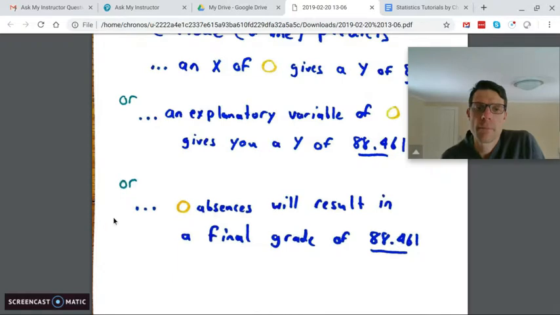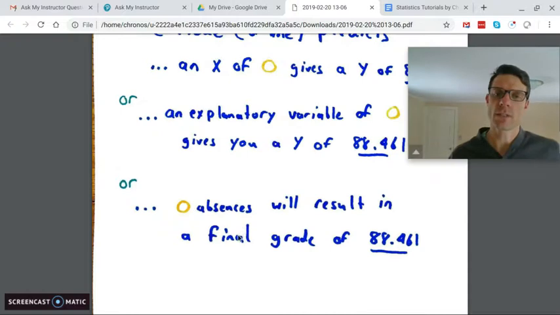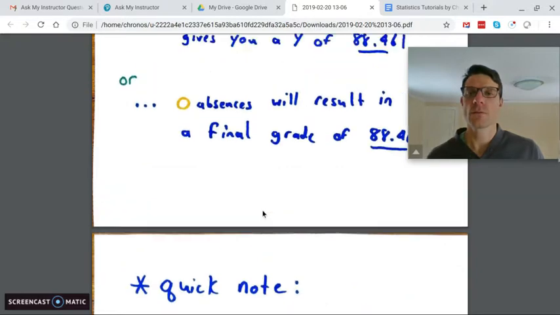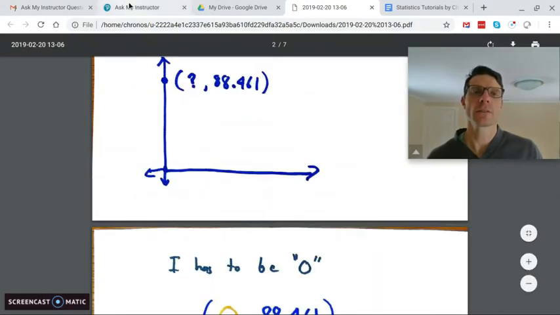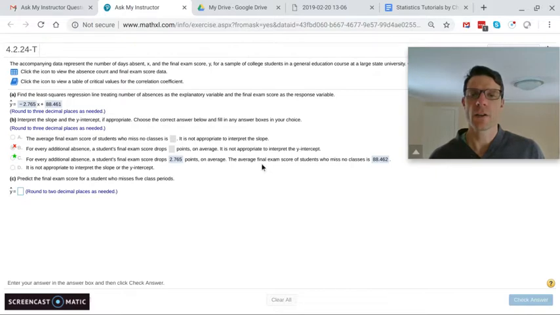Okay, and to take that into our specific model, 0 absences result in a final grade of 88.461, because the explanatory variable is really absences, and I should have put response variable here instead of y. The response variable here is the final grade. So what that means, going back to our question, is that the final exam score of students who miss no classes, 0 being the number of absences, is predicted to be 88.462 on average.